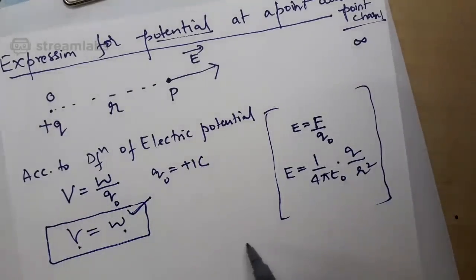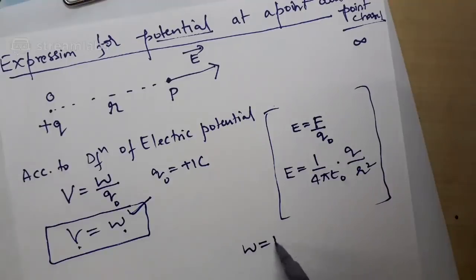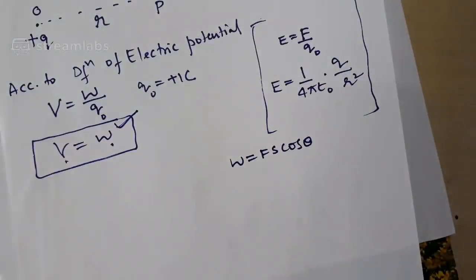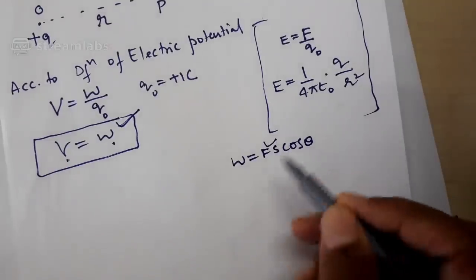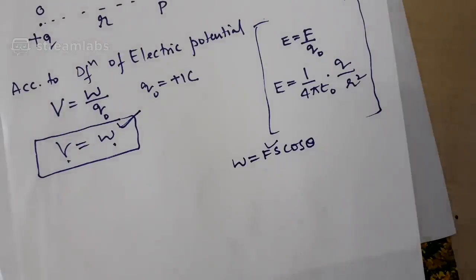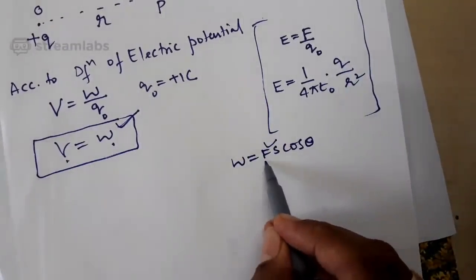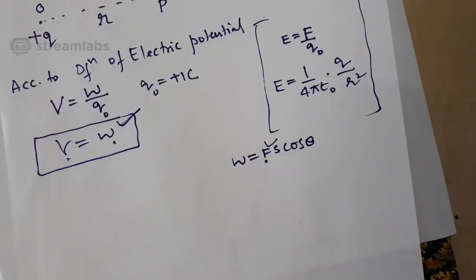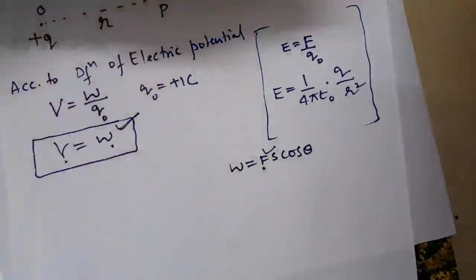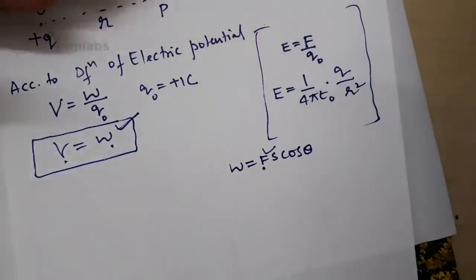Whenever you talk about calculating work done, suddenly the equation which comes to your mind is W is equal to F s cos theta. But I told you in the previous discussion that this formula has limitations. This formula is applicable only when F is a constant. Here obviously F cannot be a constant because you are moving a plus 1 coulomb charge from infinity to a point P against the electric field.